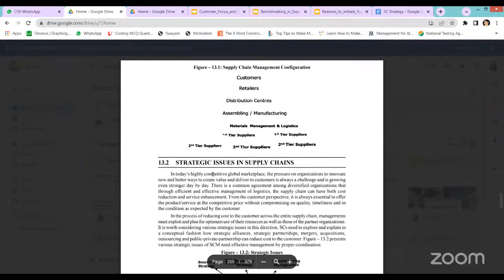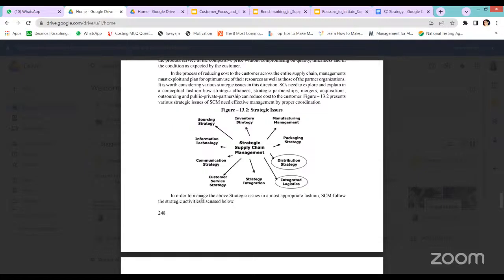Let's move on to the strategic issues in supply chain. Supply chain is a configuration of customers, retailers, distribution, manufacturing units, and different suppliers of materials. So strategic supply chain management may involve various issues in relation to all of these, like inventory strategy. In the previous topics, we learned what different levels of inventory management are required. How efficiently you manage that leads to your responsiveness.